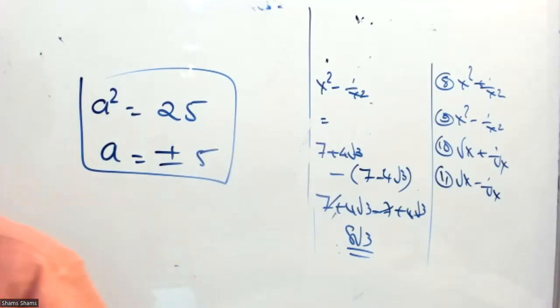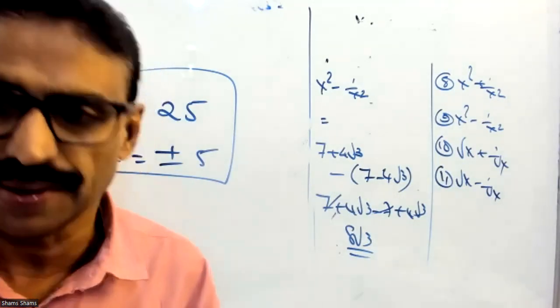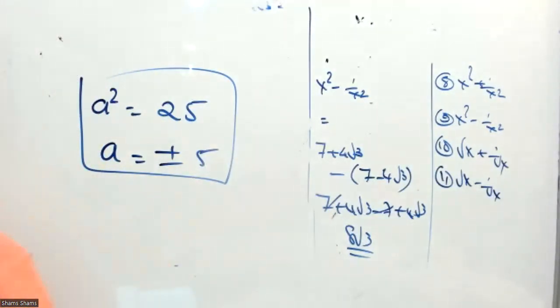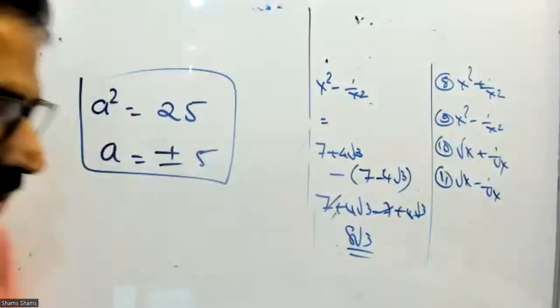Like that, if you say s square equal to 49, what do you say? Plus or minus 7. Okay. S square equal to 100. Plus or minus 10. S square equal to 121. Plus or minus 11. Okay, so clear now? Now I'm going to go back to the first step.